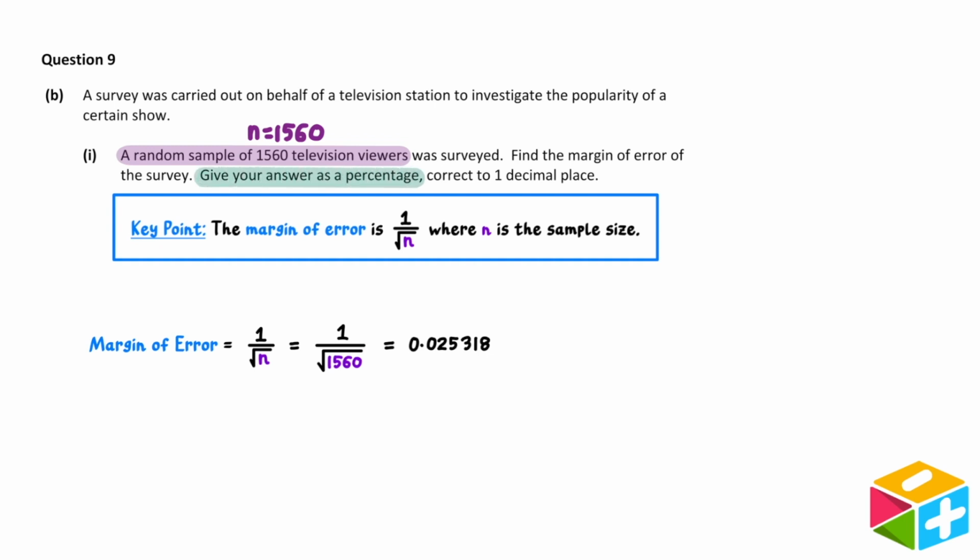We must give our answer as a percentage. To convert from a decimal to a percentage, we multiply by 100. Another way to think of this is that we move the decimal point 2 slots to the right. So, as a percentage, our answer is 2.5318%. We need to present our answer to one decimal place, so rounding off gives us our final answer of 2.5%.